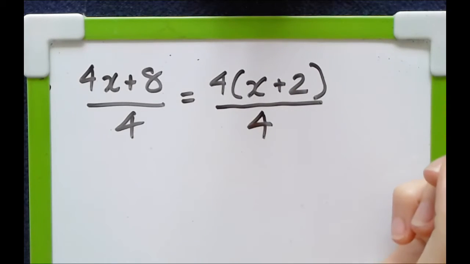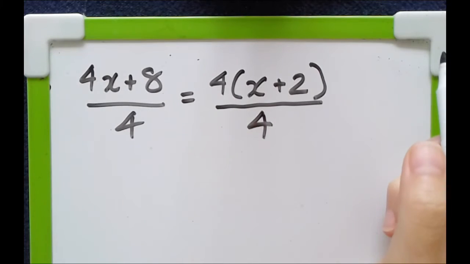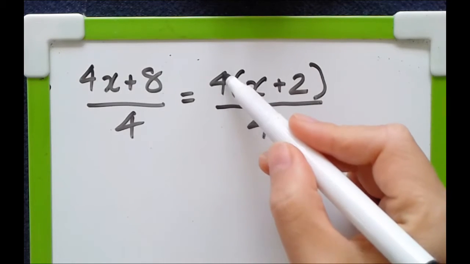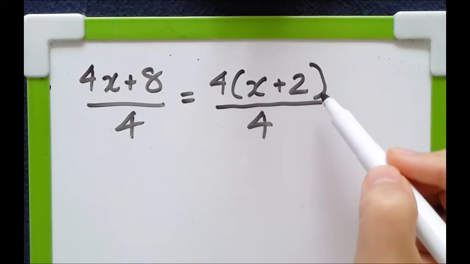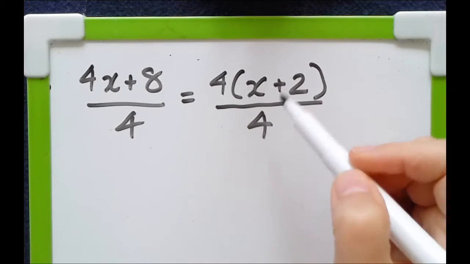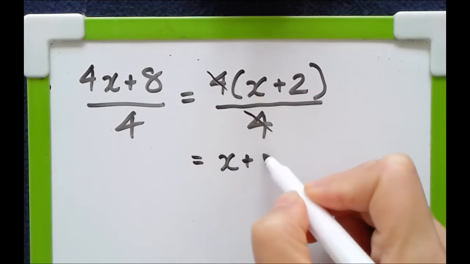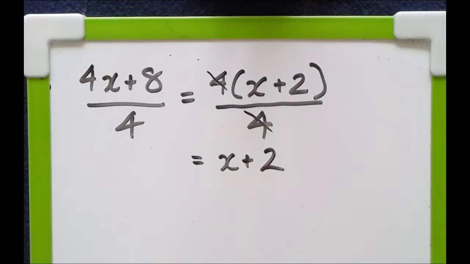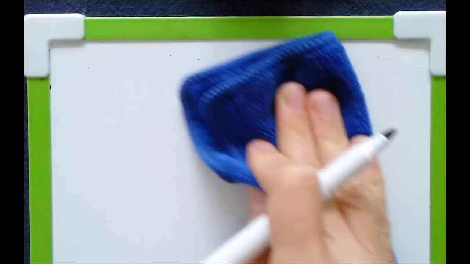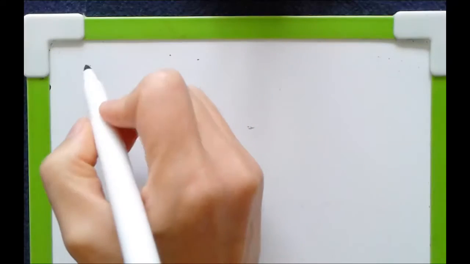Alright, so I'll rewrite the numerator. So now you can see that it's all joined by times. We have 4 times that bracket, and this is just a 4, so common factors cancel, and we have x plus 2 left over. Let's try another one like that.